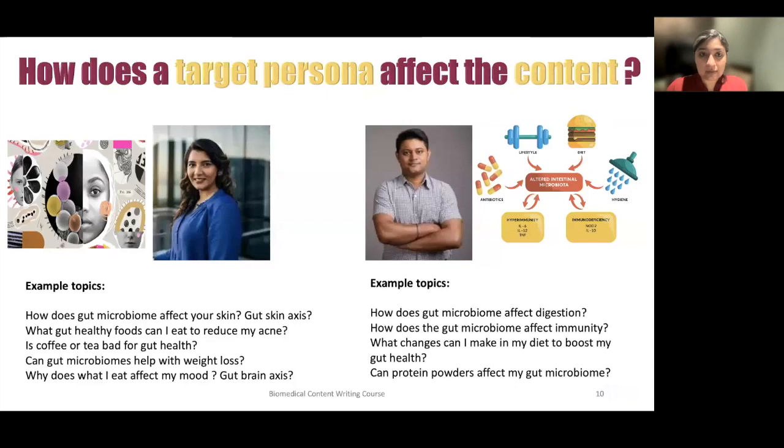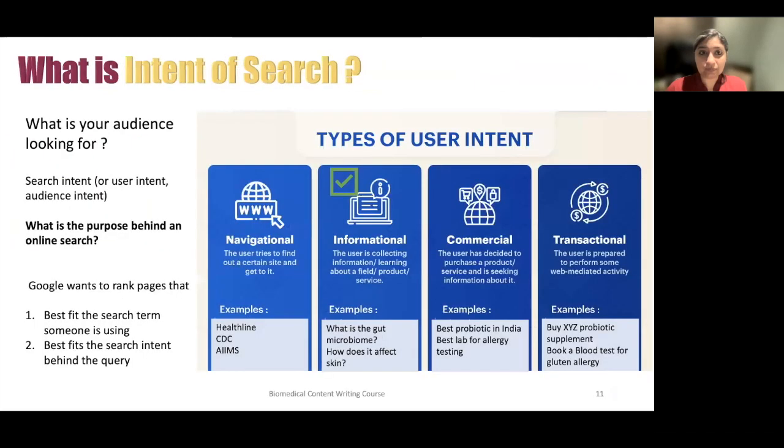and the gut-brain axis. These are the kind of things that she would be looking at in Google, as opposed to maybe the man who's looking at how does that microbiome affect my acidity levels, what changes can I make in my diet or in my children's diet to improve their gut health. And if he's going to the gym, then can protein powders affect my gut health? So again, different people have different priorities when they're using Google.